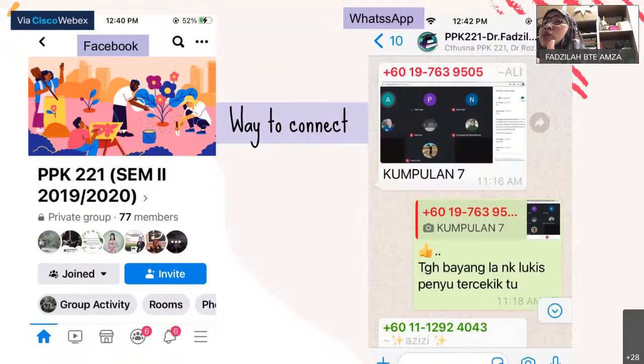Bila mereka bagi idea, saya kata, okay, apakah idea lain untuk mengelakkan baju dicuri di asrama? Mereka bagi idea, last baru kita simpulkan. That's how my class run during this COVID.